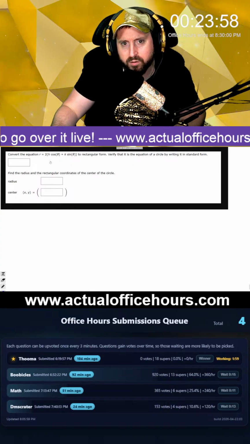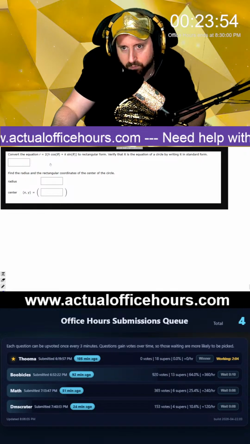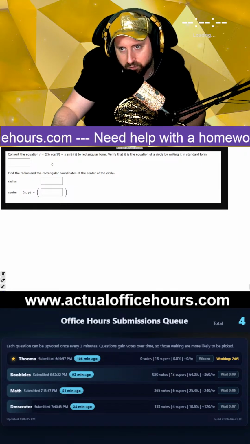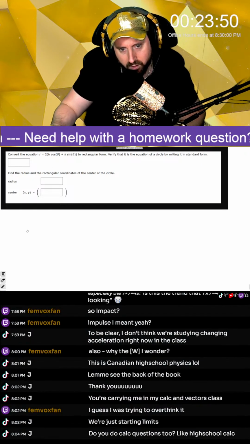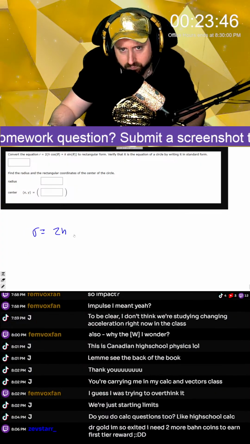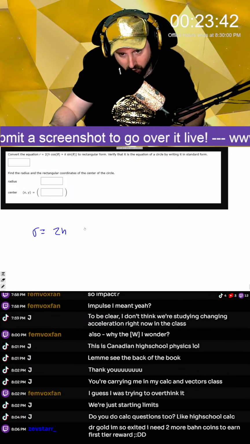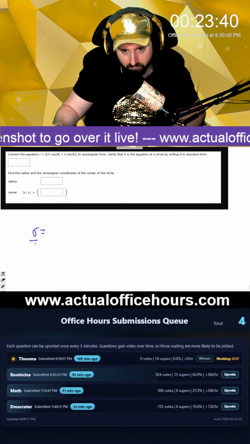The equation r is equal to 2h cosine theta plus k cosine theta, convert to rectangular form. Verify that it is the equation of a circle by writing it in standard form. Okay, cool. So r is equal to 2h cosine theta. Or can I just move the r over to the other side? Let me just do this.